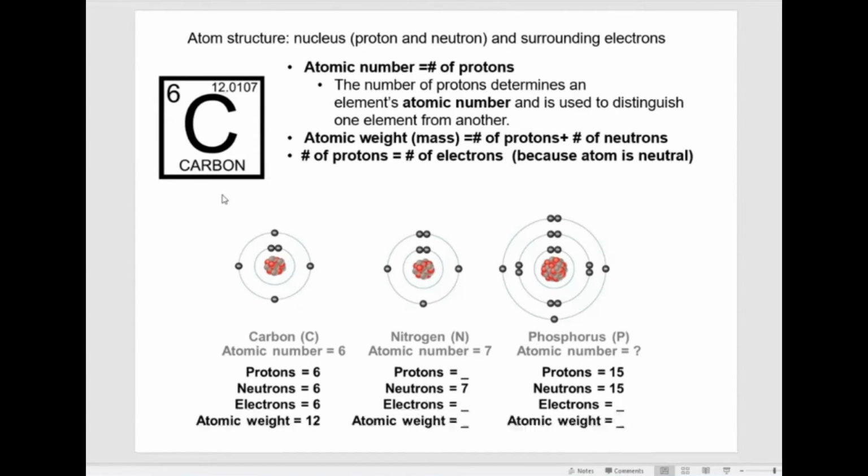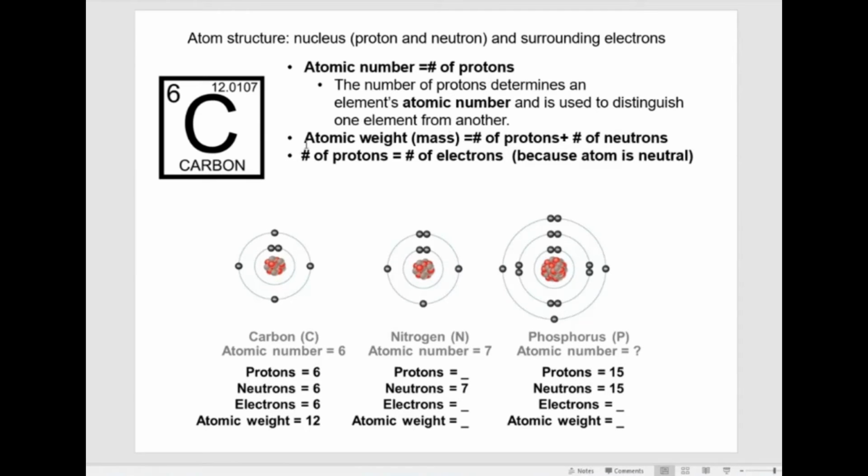So this is the carbon element. This is what you will see in the periodic table. Over here, this 6 indicates the atomic number. The atomic number is the same as the number of protons, because you arrange the elements based on how many protons they have, right? So you go from 1 all the way to 118.